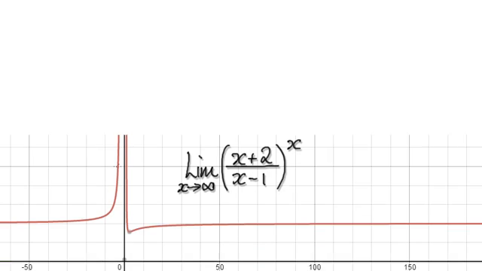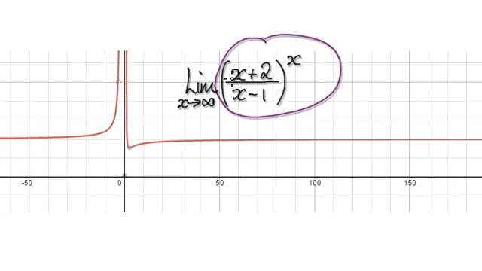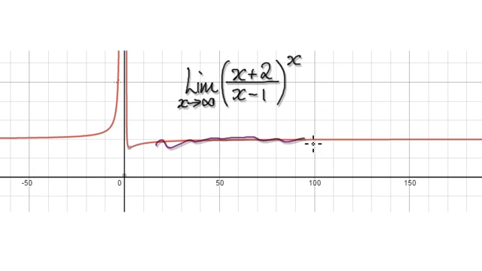Okay, let's give you guys some more practice. So find the limit of this as x tends to infinity. So as x tends to infinity, it's heading towards a limit. Find that limit. So press pause and have a go.